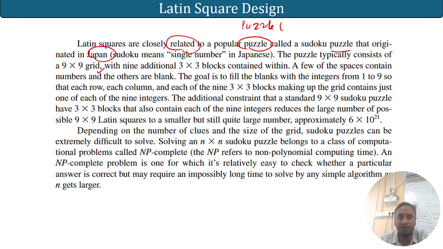If you see, I didn't take it actually. So if you look at Sudoku, you can see there are additional 3 by 3 blocks within it. A few of the spaces contain numbers, others are blank, that we have to fill up. So it becomes a 9 by 9 Sudoku puzzle, with 3 by 3 blocks that also contain each of the 9 integers. This reduces the large number of possible 9 by 9 squares to a similar but still quite large number. The number of squares will be about 6 into 10 to the power 21.